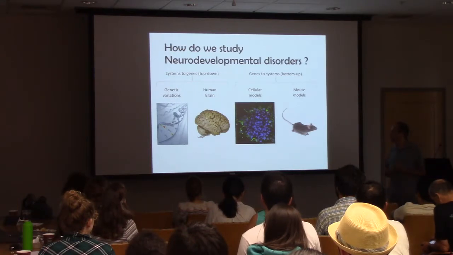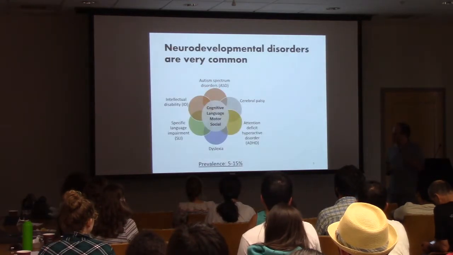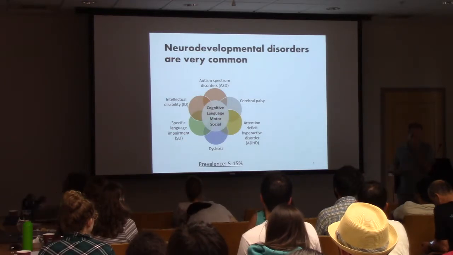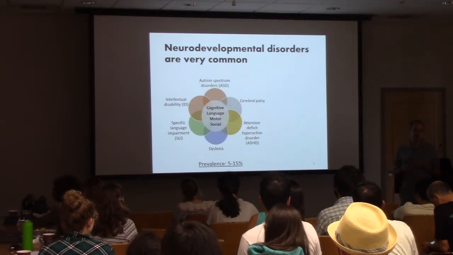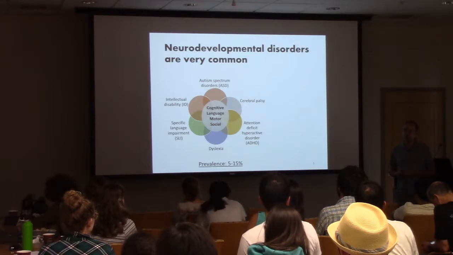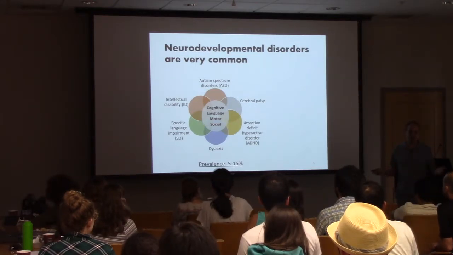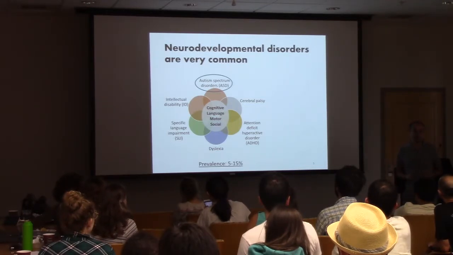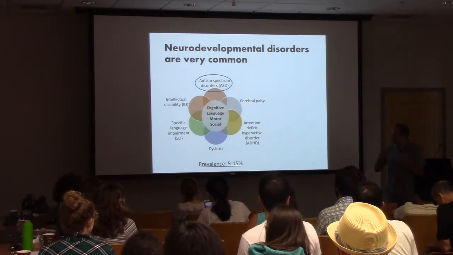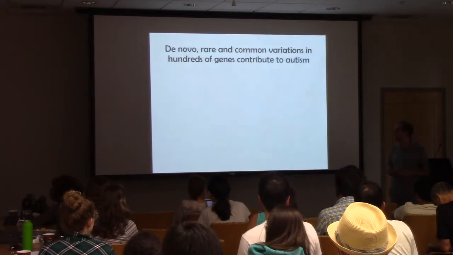I'm talking about neurodevelopmental disorders, which are very prevalent in the population, 5 to 15%, many different disorders, deficits in cognitive, language, social skills, sometimes also motor skills, also more prevalent in boys than girls. But I'm going to focus, as I said, on autism spectrum disorders. Many of the things that I'm going to tell you are relevant to other neurodevelopmental disorders.